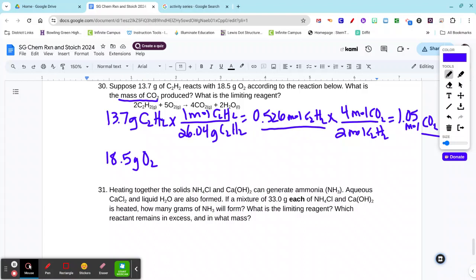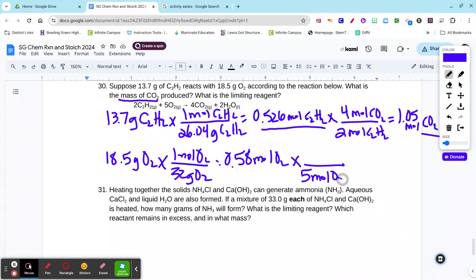Okay, so now I'm going to do the same thing. I'm going to go to moles of CO2 from O2. So I have 32 grams of O2. That's my molar mass for every 1 mole of O2. And that gives me 0.58 moles of O2. And then using my equation, I have 5 moles of O2 for every 4 moles of CO2. Okay, so I end up with 0.4625 moles of CO2.